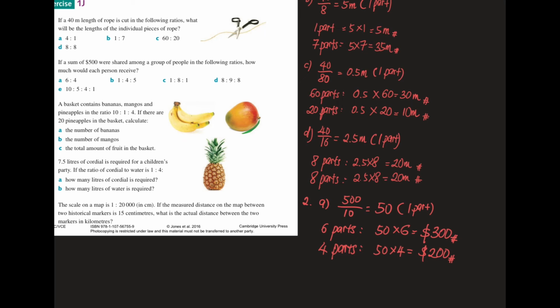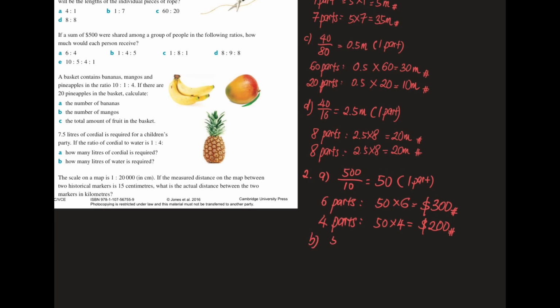Now for part B, we have 3 numbers here, which is a ratio of 1 to 4 to 5. So again, we total up the numbers here to find out the total parts that we need to divide. So 1 plus 4 plus 5, we get 10 parts. So we have to divide $500 into 10 parts. So let's do that first. Question B. $500 divided by 10, we get 50. That represents 1 part.